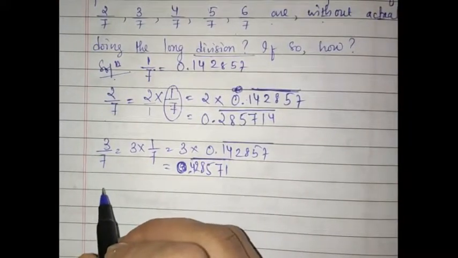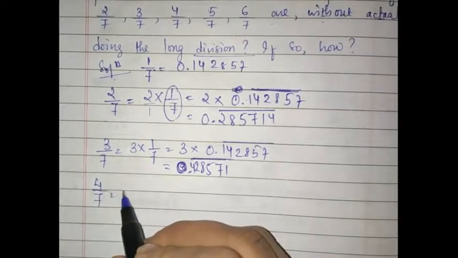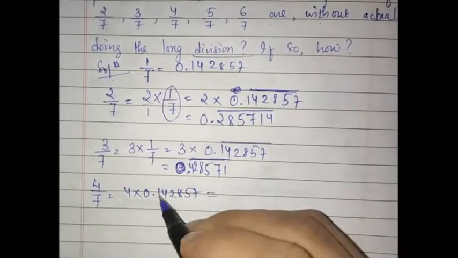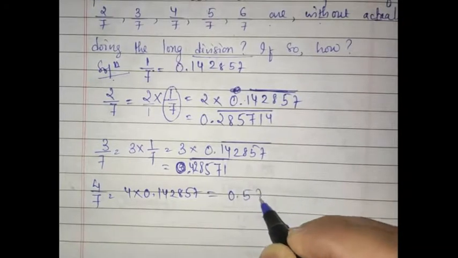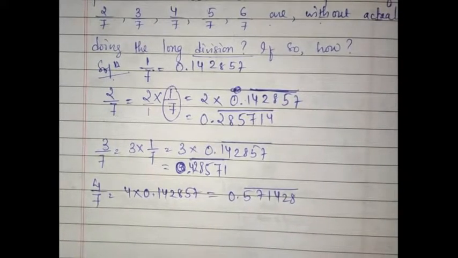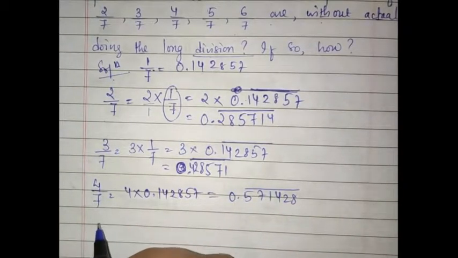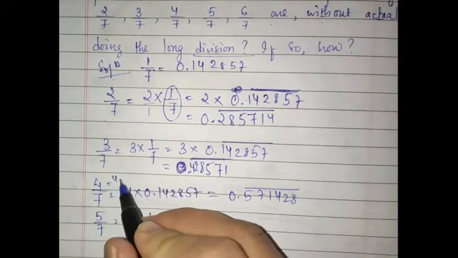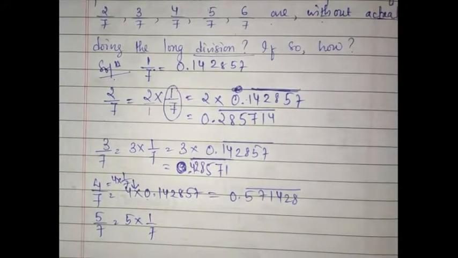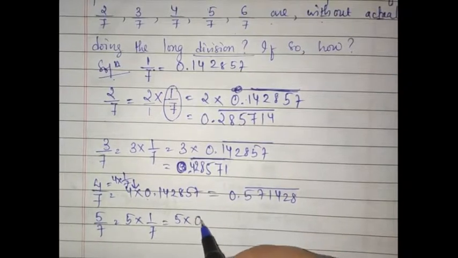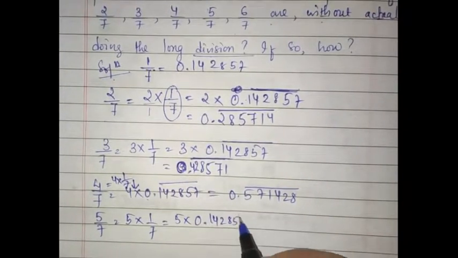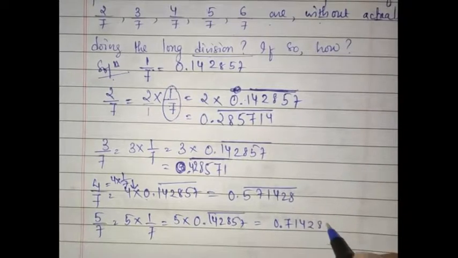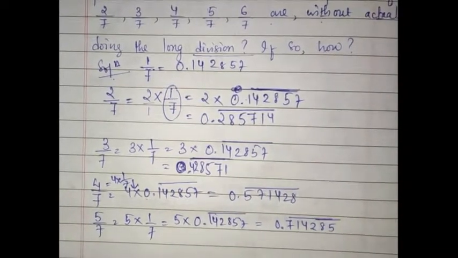Now proceeding to 4 by 7, it is 4 into 1 by 7, which is 4 into 0.142857. When you multiply this, you will get 0.571428. Next we have 5 by 7. Sorry, I forgot to write one step: 4 into 1 by 7, then comes this step. For 5 into 1 by 7, when you put the value of 1 by 7, you get 5 into 0.142857. When you multiply this, you get 0.714285 under the bar.